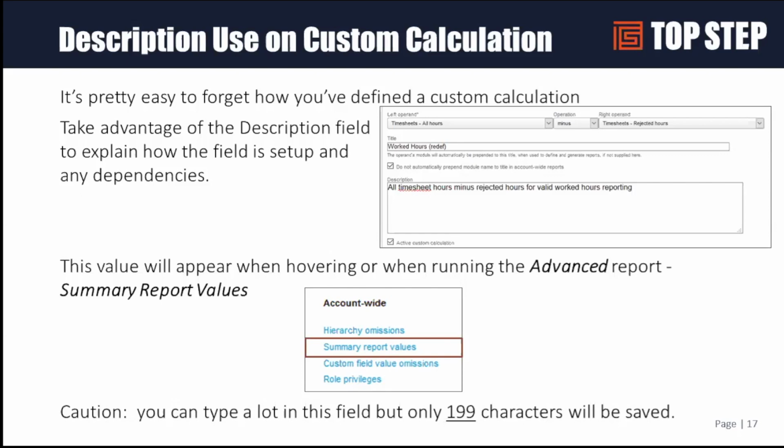Okay. But another caution with this: it is a text field. You can type and type and type. Just be aware that you can type like War and Peace in this field, but it only saves the first 199 characters. So just try to be concise and succinct and get everything you can in one or two sentences, because you'll run out of space and not realize it until you save it and it truncated all the stuff that you just got done typing in. Okay, so 199 characters. Right.